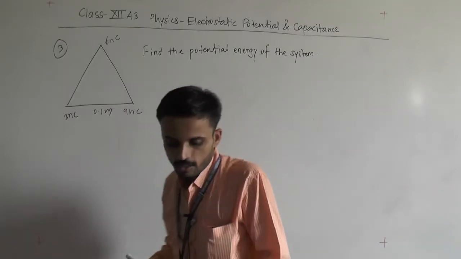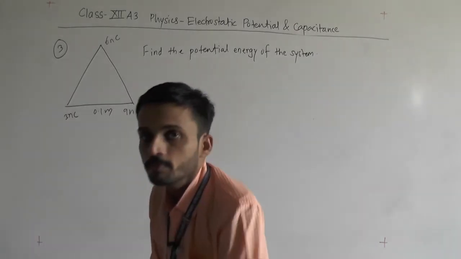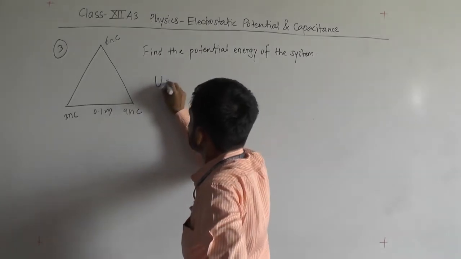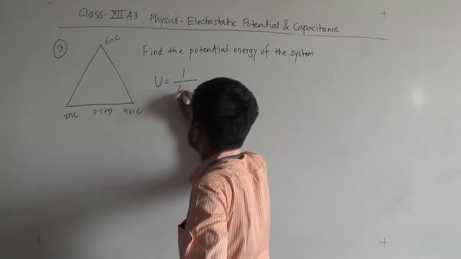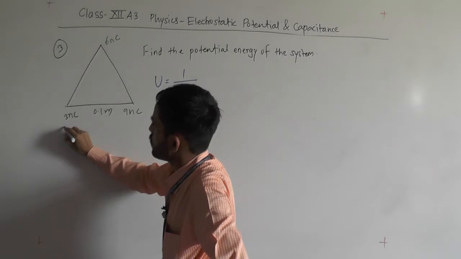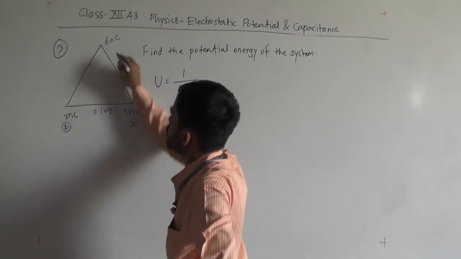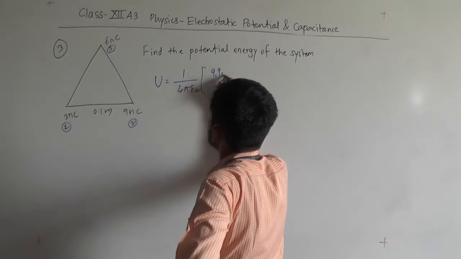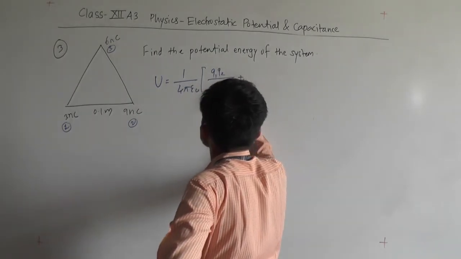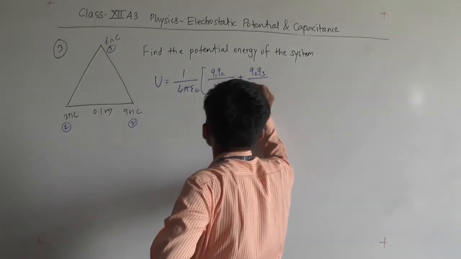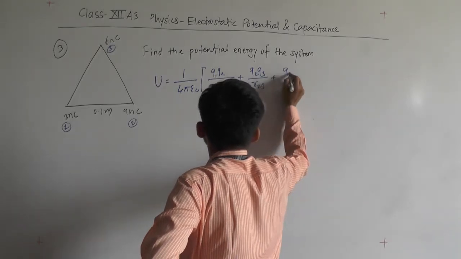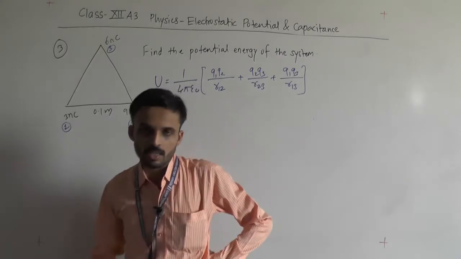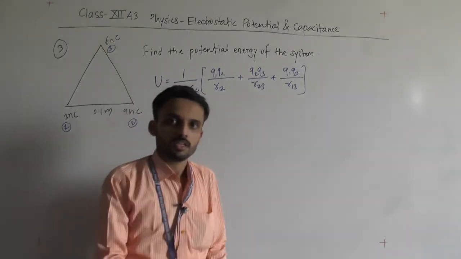Now for the potential energy of the system, what can we do? See, U is equal to 1 by 4 pi epsilon naught. I will call this 1, this 2 and this 3. Q1, Q2 upon R12 plus Q2, Q3 upon R23 plus Q1, Q3 upon R13. Okay, I hope you have understood that.